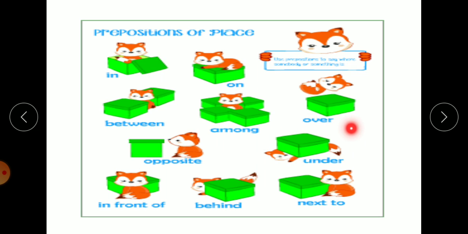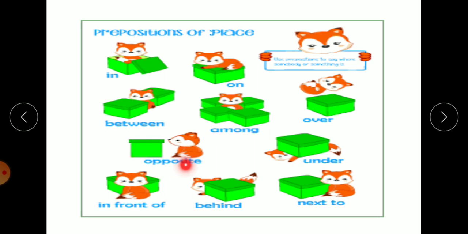Over, when we are using it as a preposition of place, it means other side. Now see, box is kept here and box के other side, दूसरी side पे cat है. So the cat is sleeping over the box. That means on the other side of the box. Opposite. Opposite means ठीक उसके उल्टे. Means if box is kept on the right, cat is sitting on the left.